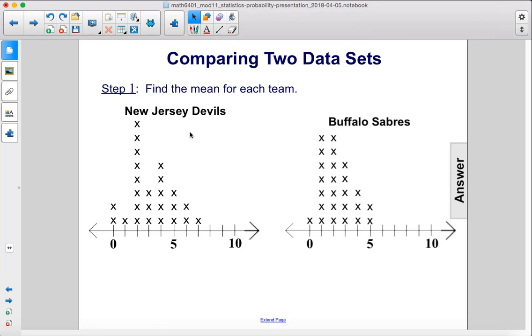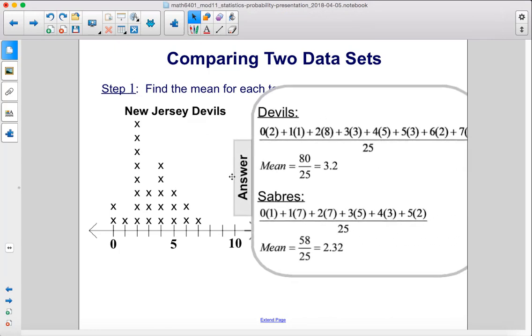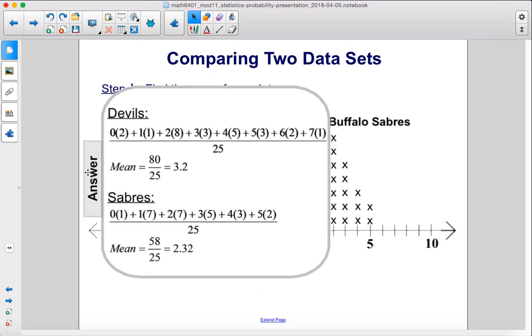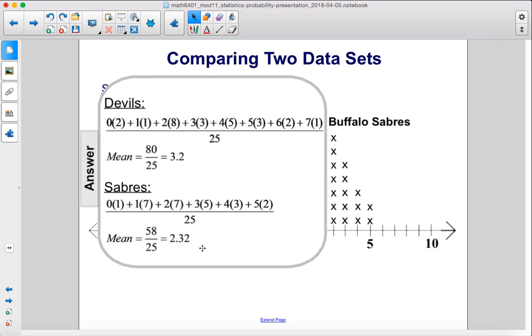Step 1, find the mean for each team. Alright, so here we have the work. When you actually do the multiplication and addition here and find the average, we get that the mean for the Devils is 3.2, and for the Sabres, we have 2.32.